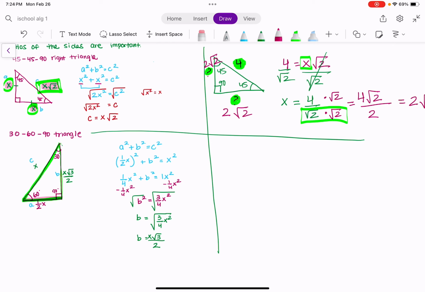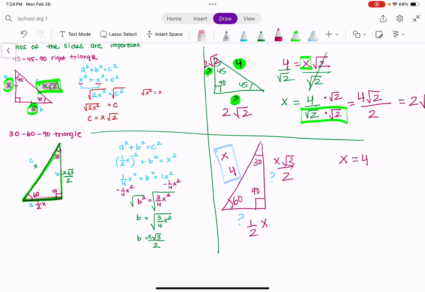For a 30, 60, 90 triangle, I think it's much easier. I'm going to draw in the angles. Okay, and so let's say I'm given that the hypotenuse again is 4, and I want to find what these missing sides are, okay? So let me label everything. So this is x square root of 3 over 2, and this is 1/2 x, right? So I immediately know that x is just equal to 4, right? Because that's what I wrote here, x equals 4.